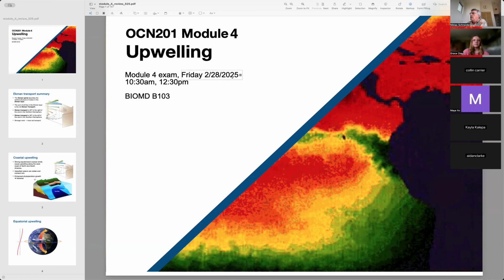Okay, so in Module 4, we went through four different topics. It was upwelling, including El Nino, mesoscale variability or mesoscale eddies, waves, and tides.